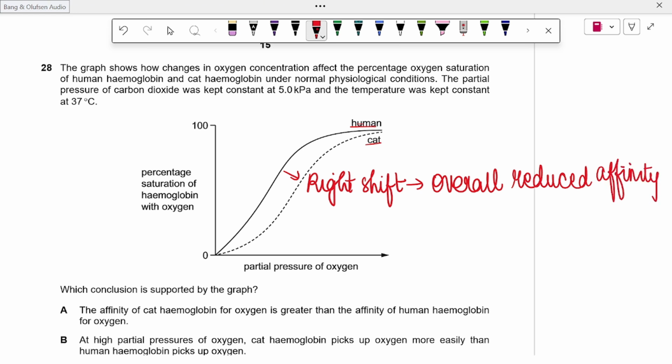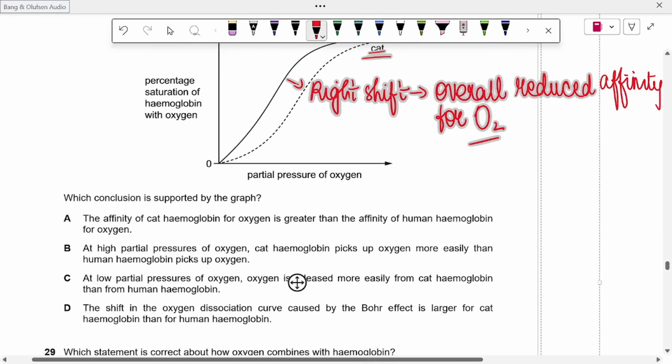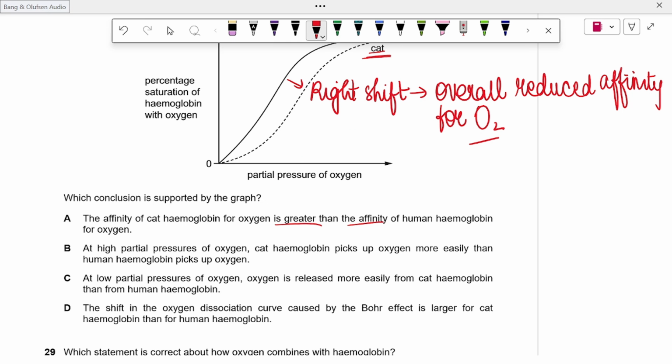Affinity for oxygen. Your hemoglobin molecule is less attracted towards your oxygen molecule, which means the hemoglobin in a cat will be less attracted towards its oxygen. "The affinity of cat hemoglobin for oxygen is greater than the affinity of human hemoglobin." This is wrong, it is less. Right shift is happening, so it is less than the affinity.